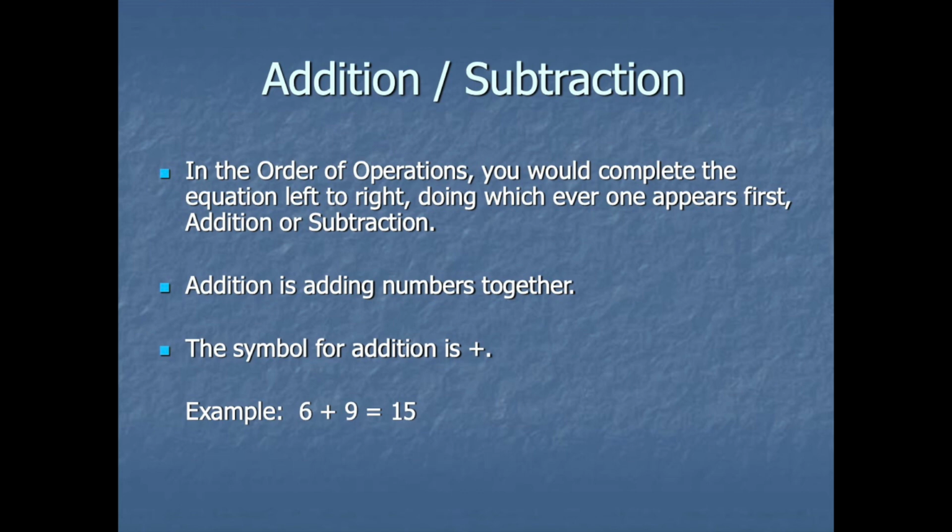Last but not least, you have addition and subtraction. In the order of operations, you would complete the equation left to right, doing whichever one appears first, addition or subtraction, similar to multiplication and division. Addition is adding the numbers together, and the symbol for addition is a plus. For example, 6 plus 9 equals 15.